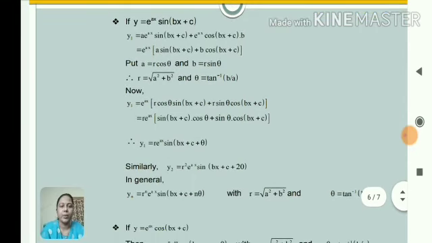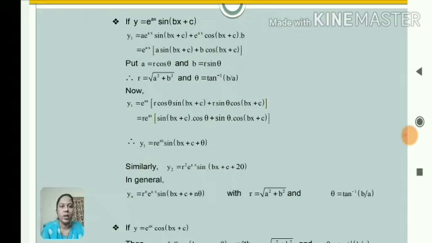So next and the important function we'll take is y is equal to e raised to ax sin(bx plus c). Here y1 is equal to, we'll use the uv formula here. So it is equal to a into e raised to ax sin(bx plus c) plus e raised to ax cos(bx plus c) into b. So it is written as e raised to ax into the bracket a sin(bx plus c) plus b into cos(bx plus c).